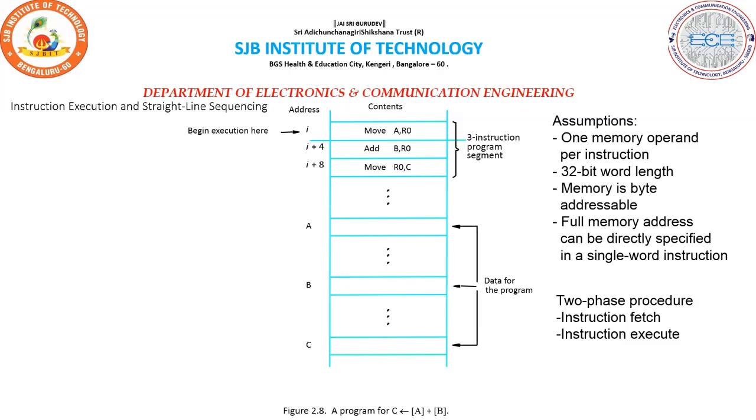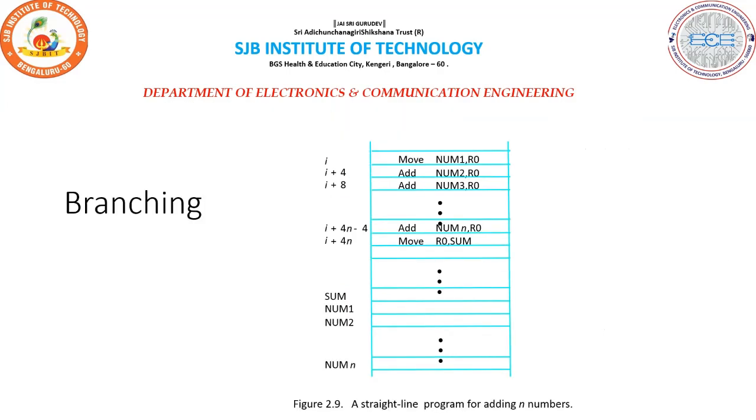It is a two-phase procedure: instruction fetch and instruction execute. Branching is nothing but a departure from the straight line. The offset gets added here, and the processor is going to branch the instruction to the next memory address.